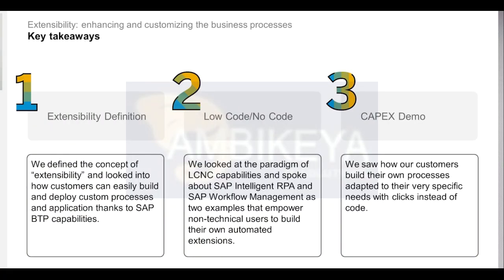Today, we understood the market dynamics and the need for customers to extend and innovate their processes in a changing business environment. We then defined the concept of extensibility and looked into how customers can easily build and deploy custom processes and applications thanks to the SAP BTP capabilities. We highlighted the paradigm of low-code, no-code and spoke about SAP Intelligent RPA and SAP Workflow Management. They are two examples of solutions that empower non-technical users to build their own automated extensions. And finally, we looked at a demo inspired by our customers.